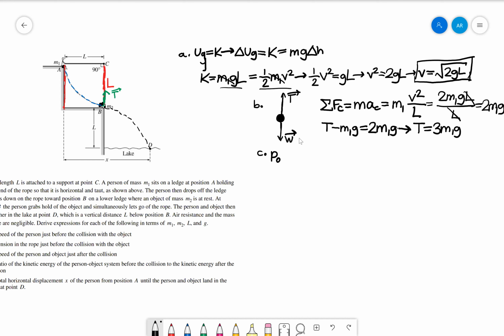Our initial momentum must equal our final momentum. So we have m1 v naught, where I'm going to make v naught the speed of the person before the collision with the object. That has to equal the combined mass of the person and the object, m1 plus m2, times vf. Now, v naught we determined as the square root of 2gL. That is the speed from part A right before the collision.